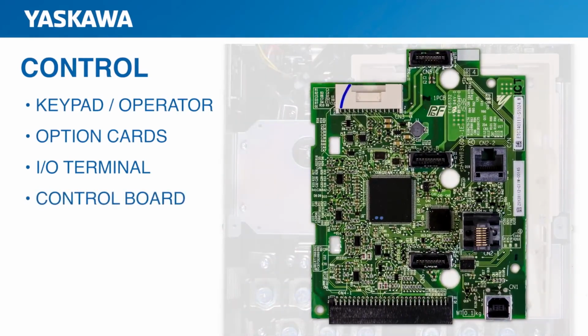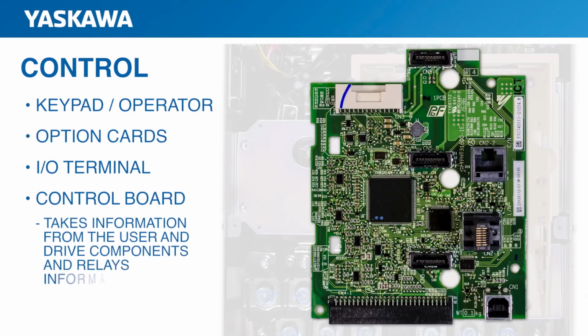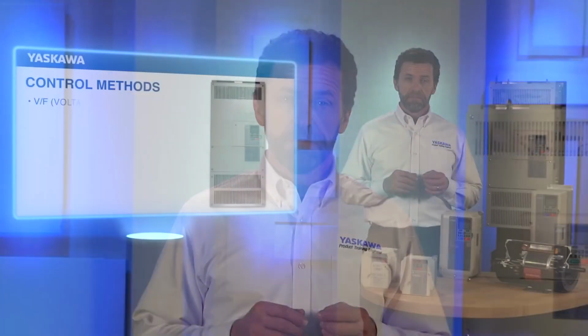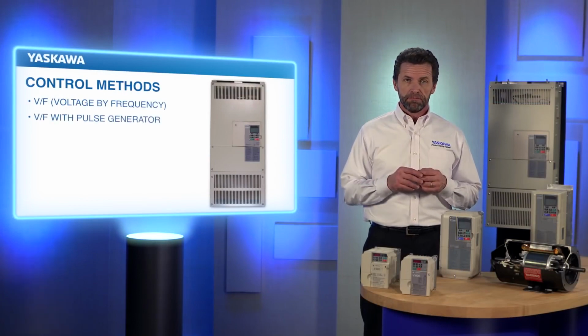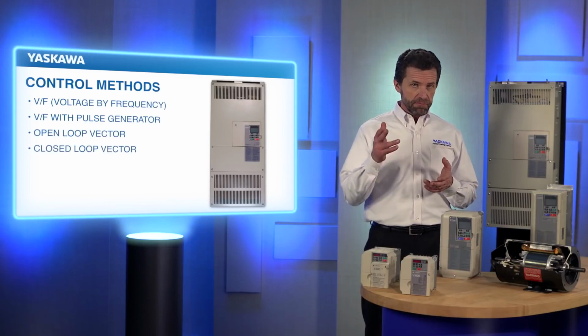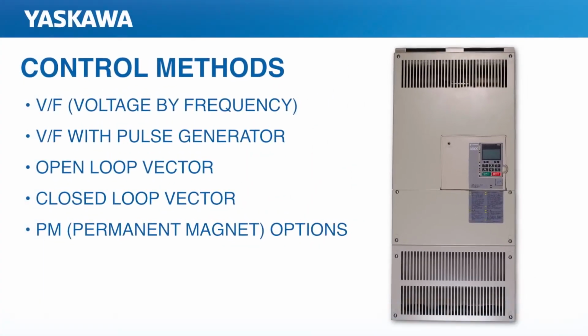Finally, we get to the control board. Now think of this like the brain for the drive. It takes information from the user and drive components and relays the given information or tasks to appropriate areas as required. Let's look at the selectable control methods the drive comes with. These different methods are programmed via the operator into the control board. Depending on your applications and needs, you will want to choose the control method that best fits your requirements. As we move through each of these methods, control becomes better and better.